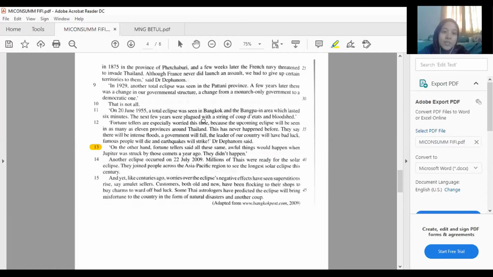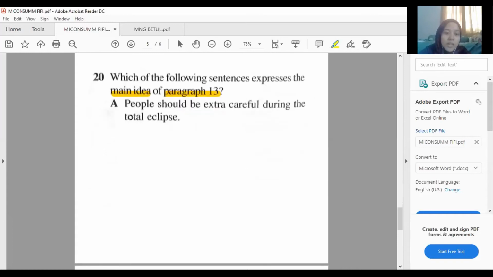Fortune tellers are especially worried this time because the upcoming eclipse will be seen in as many as 11 provinces around Thailand. This has never happened before. They say there will be intense flood, a government will fall, the leader of our country will have bad luck, famous people will die, and earthquakes will strike, Dr. Devanam said. On the other hand, fortune tellers said all the same awful things would happen when Jupiter was struck by those comets a year ago. They didn't happen. So here, people should be extra careful during the total eclipse.